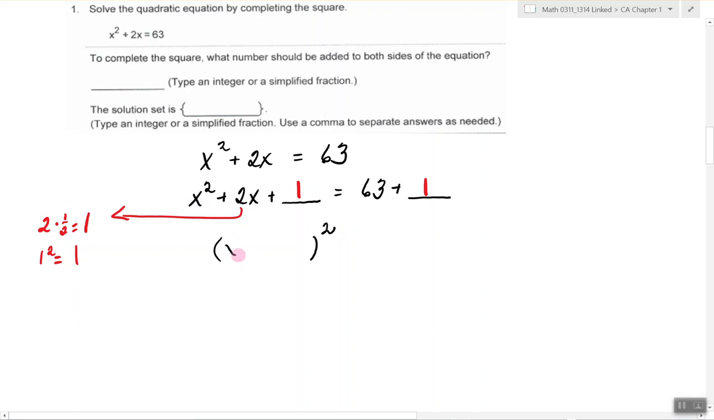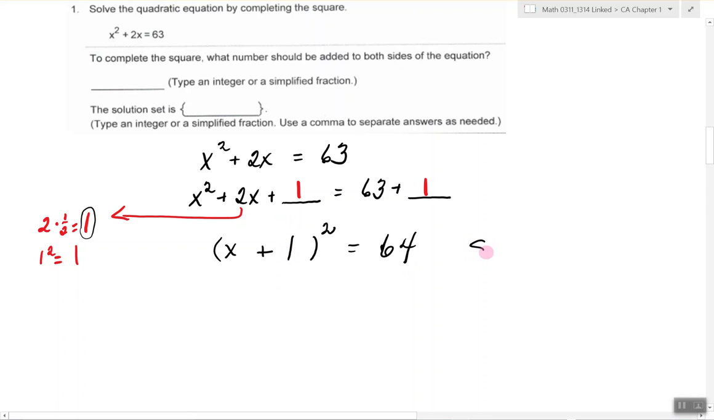Take the square root of the first, square root of the last, sign from the middle. Also, this number always matches this number. All right, equals, and go ahead and add those. In this case, it's 64. That's a little distracting, so I'll just leave the 1.